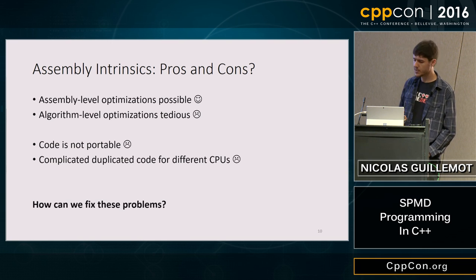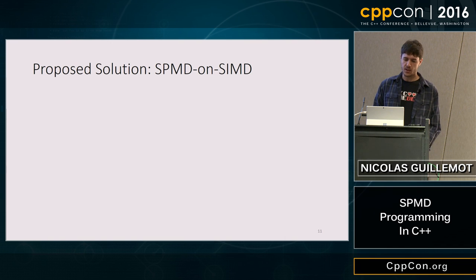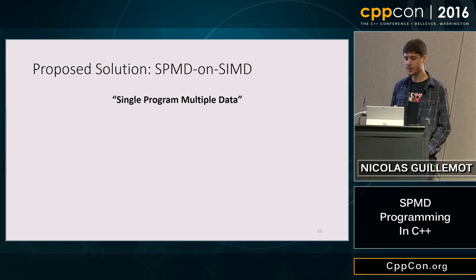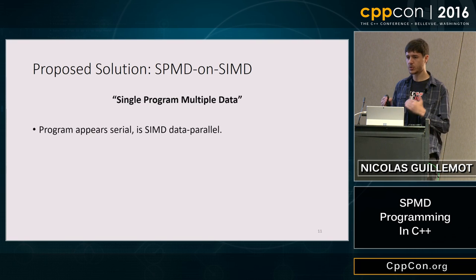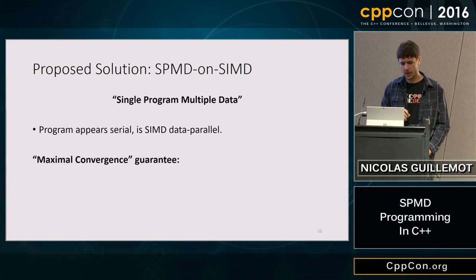So how can we fix these problems? Well, the solution I'm here to talk to you about today is SPMD on SIMD. So lots of acronyms here. So let me explain. SPMD stands for Single Program Multiple Data. What it means is that you write a program as if it was just a regular old serial program. But in reality, the serial code you're running actually corresponds to doing SIMD work. So we're going to go more into detail about this, so don't worry if it doesn't make sense right away.